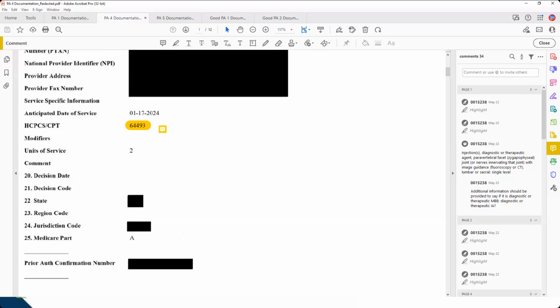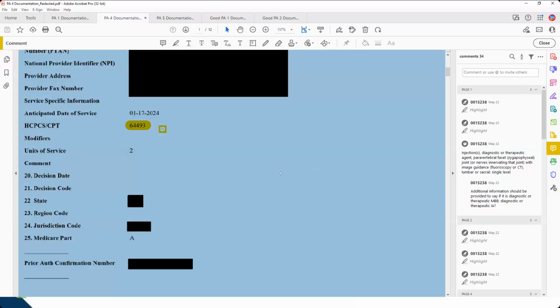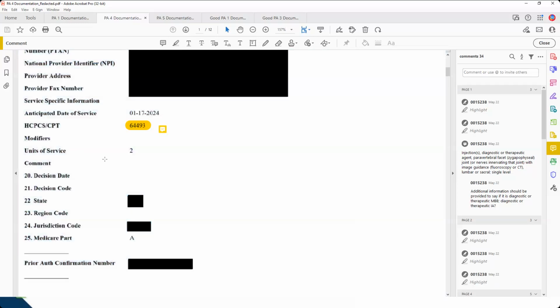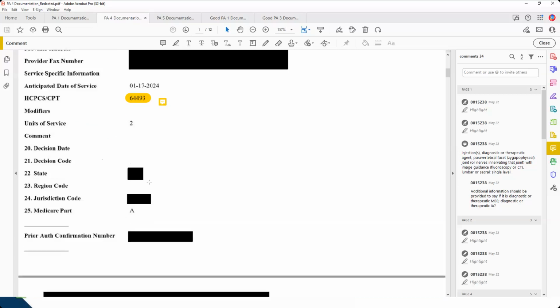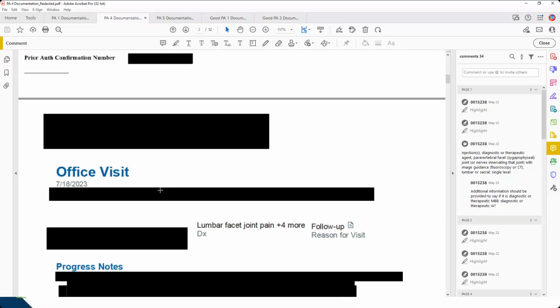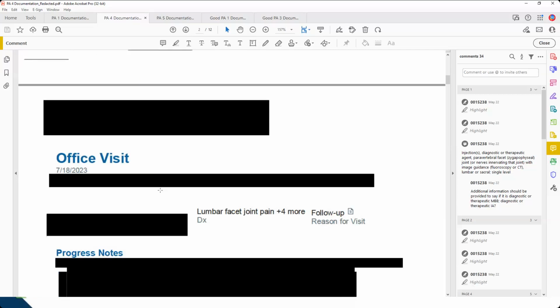So let's go down. Remember, I can't encourage you enough to utilize the comments field. Tell us what you're planning on doing, whether it's an MBB, whether it's an IA, an RFA, that's the information we need. We need the levels. We need if it's the first, second injection. We need to know if it's diagnostic or therapeutic in nature. So we have none of that information utilized in the comments. So let's see what we can find in the documentation.